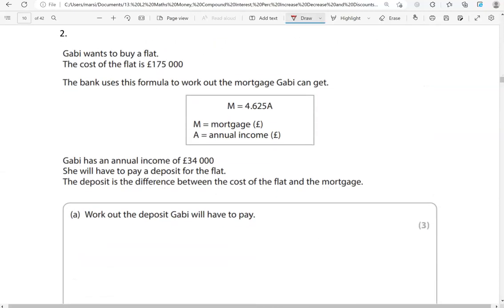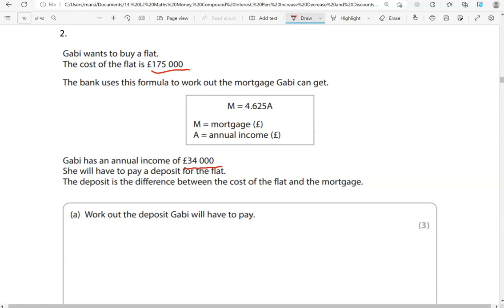Gabby wants to buy a flat. The cost of the flat is £175,000. The bank uses this formula to work out the mortgage Gabby can get. M is equal to 4.625A. M is for mortgage in pounds, A is for annual income in pounds. Gabby has an annual income of £34,000. She will have to pay deposit for the flat. The deposit is the difference between the cost of the flat and the mortgage. Work out the deposit Gabby will have to pay.